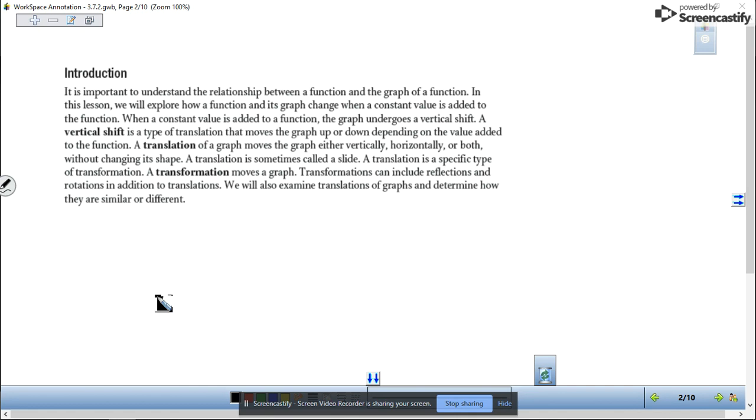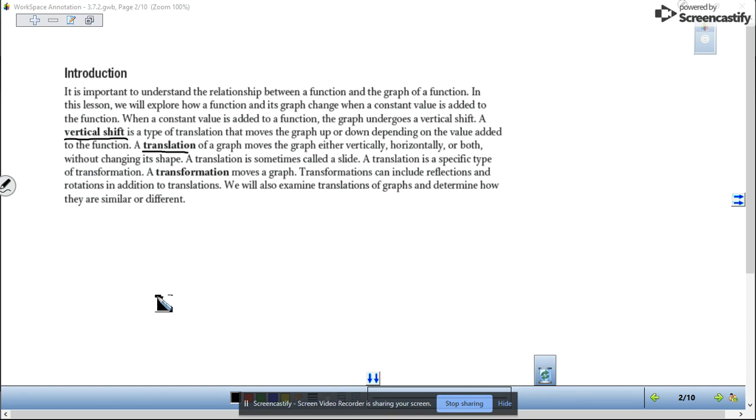It's important to understand the relationship between a function and the graph of a function. In this lesson, we'll explore how a function and its graph change when a constant value is added to the function. Okay, we're going to call this a vertical shift. It's a type of translation that moves our graph up or down depending on the value that's being added. A translation of a function can happen vertically, horizontally, or both without changing the overall shape. So this is called a vertical shift as a type of translation.